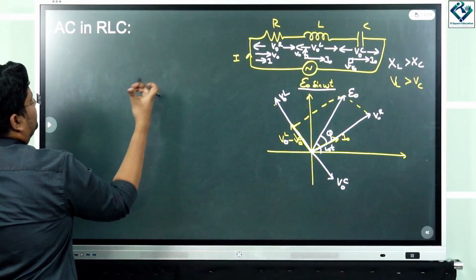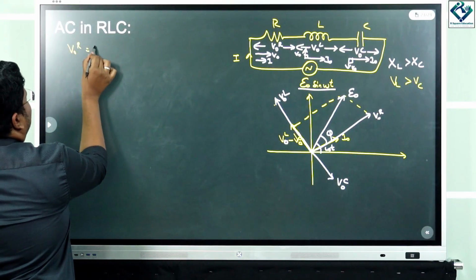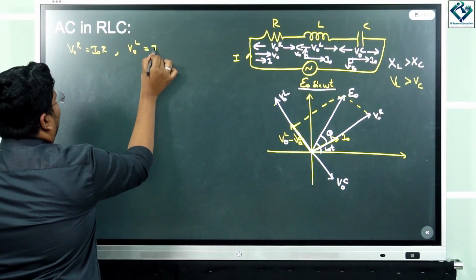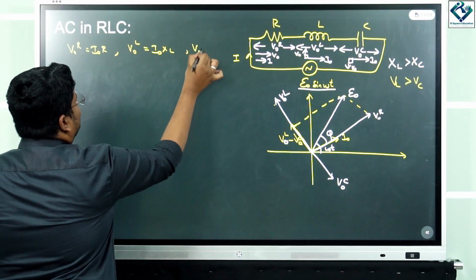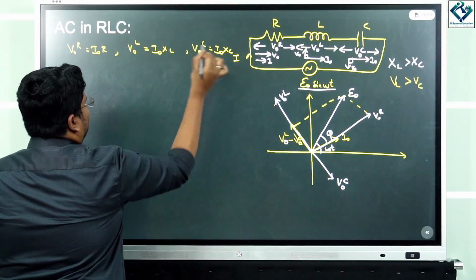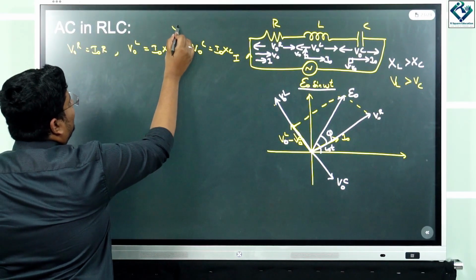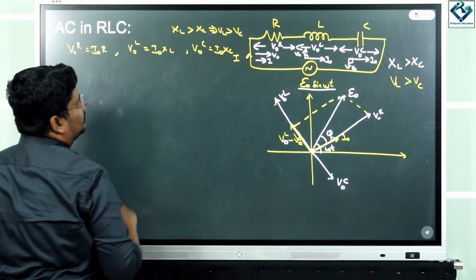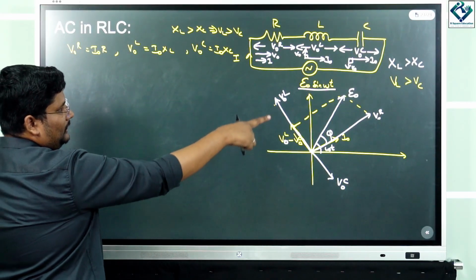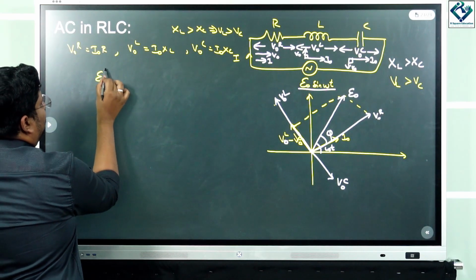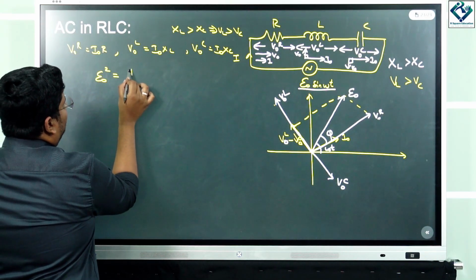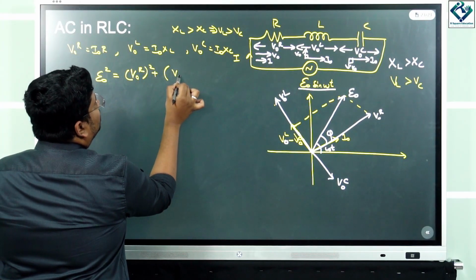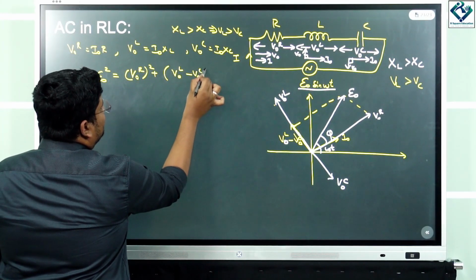So before that we will just have V0R as I0R, V0L as I0XL, V0C as I0XC. So we have considered XL greater than XC, so VL greater than VC. Clear? So now when I apply Pythagoras theorem, E0 square will be equal to V0R the whole square plus V0L minus V0C the whole square. Correct?